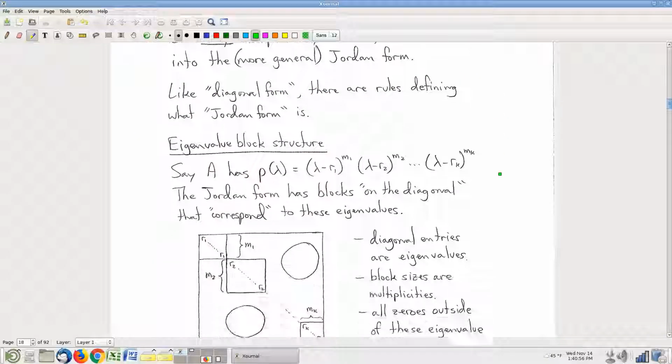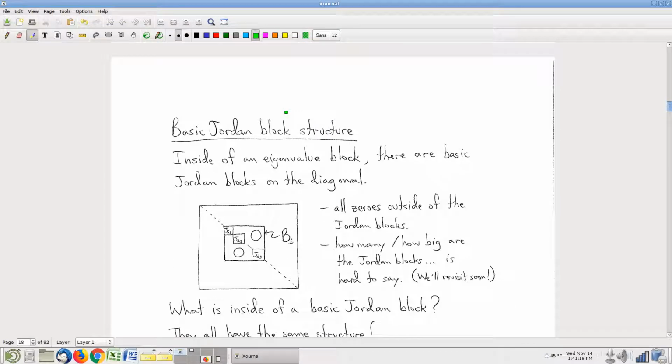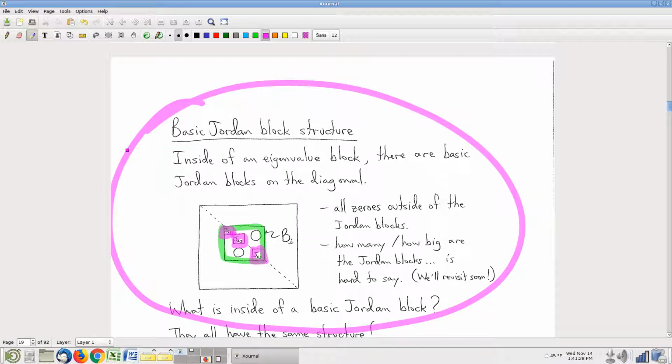What are the rules? Well, there are these eigenvalue blocks on the diagonal that have nice features that connect directly to eigenvalues. Thus, my terminology. By the way, the book doesn't give a name to these blocks, so I made up this name, eigenvalue block. I think it makes a lot of sense. Inside of the eigenvalue blocks, there are smaller blocks called basic Jordan blocks. And again, there are certain rules about basic Jordan blocks.